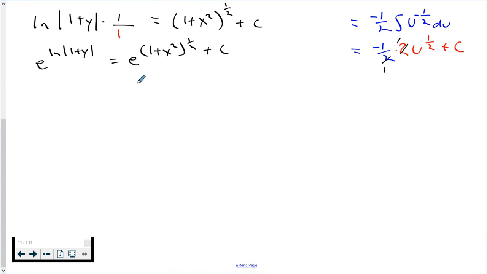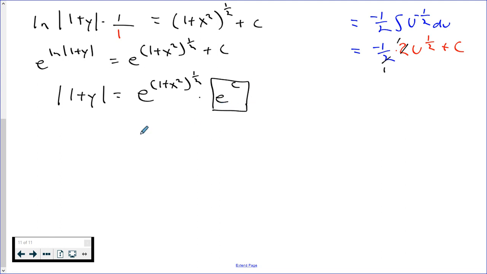All right, so here we go. When you do this, e to the ln, they just undo each other. That was the whole point. So you get the absolute value of 1 plus y equals, and then 7th grade exponent rule, this would be e to the 1 plus x squared to the half times e to the c. Multiply two things with the same base, add the exponents, that's what you'd get. And then you're like, oh, that's right, e to the c, you're just the constant.